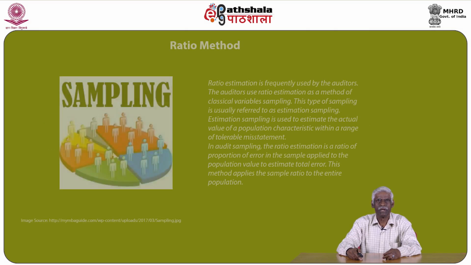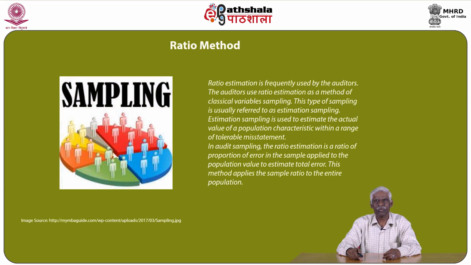Ratio estimation is frequently used by auditors. The auditors use ratio estimation as a method of classical variable sampling. This type of sampling is usually referred to as estimation sampling. Estimation sampling is used to estimate the actual value of a population characteristic within a range of tolerable misstatement.